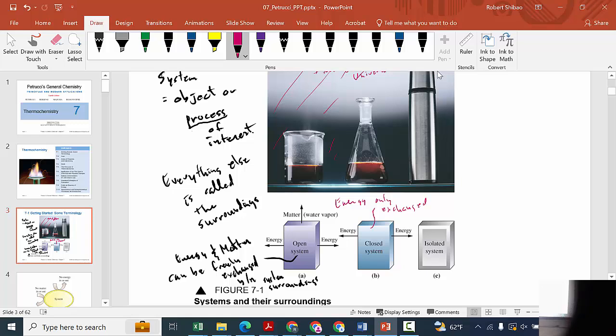And then we have an isolated system. In an isolated system, nothing's exchanged. Everything's contained within this. And so no matter escapes, no energy escapes an isolated system. And so this would be like a vacuum thermos. A vacuum thermos is sealed tightly, and the vacuum keeps the heat in. If it were a perfect vacuum, then heat would never leak out. But it's hard to make a perfect vacuum.